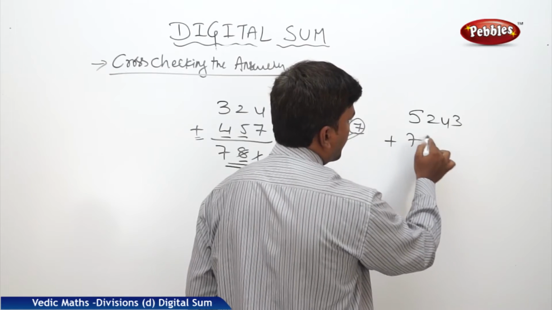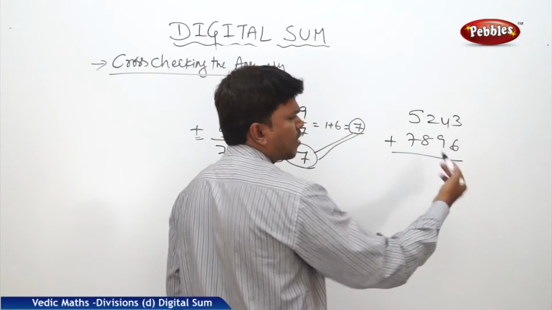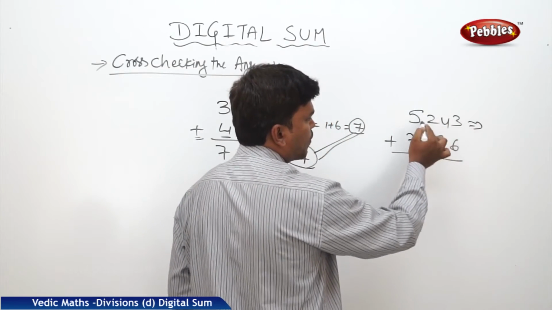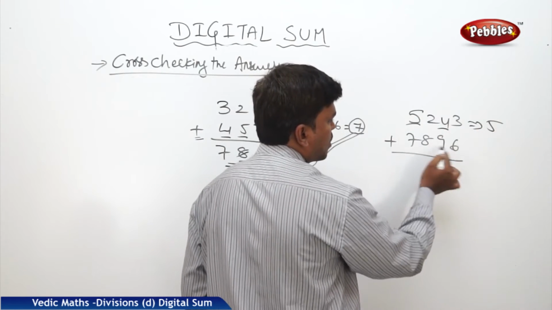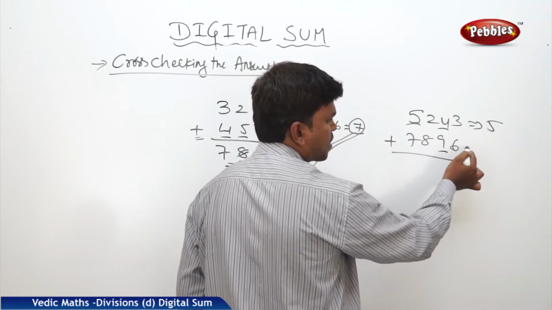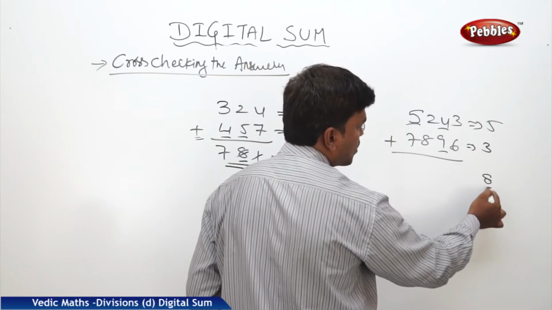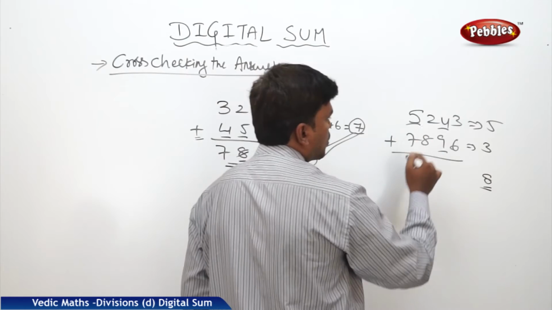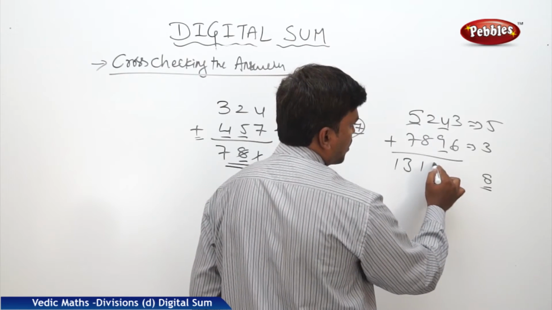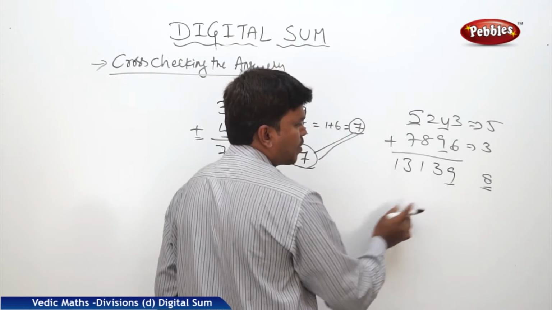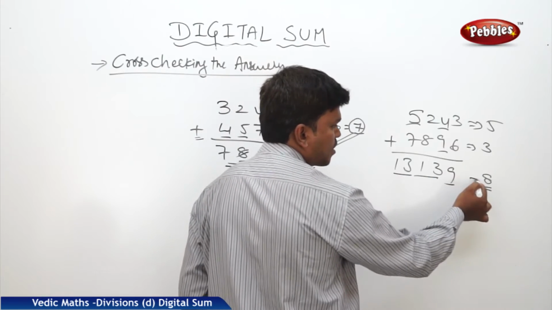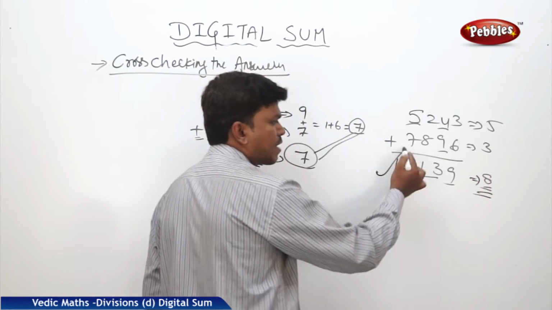5243 plus 7896. First I want to check. 5 plus 4 we can ignore. 2 plus 3 is 5. So 9 we can ignore. 7, 8, 15, 15, 6, 21. 2 plus 1, 3. 5 plus 3, 8. So I should have the digital sum as 8. Let us see. 12 but 13, 0 but 1, 3 but 3 only, 9. So 9 can be ignored. So 4 plus 4, 8. I got the same digital sum. So my answer is right.